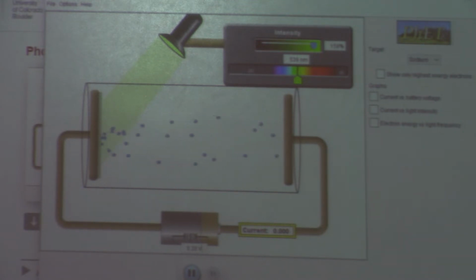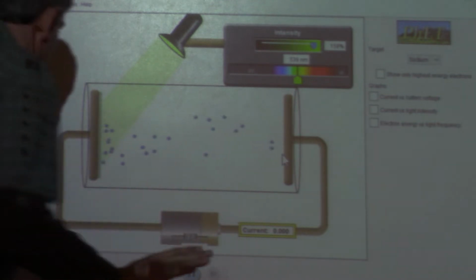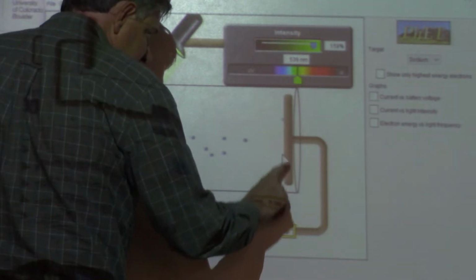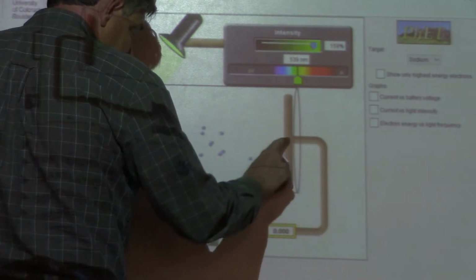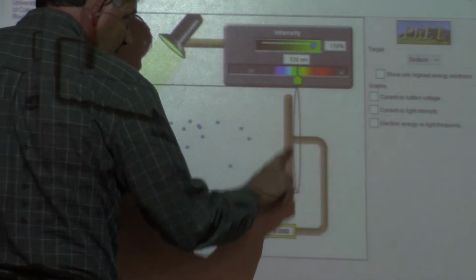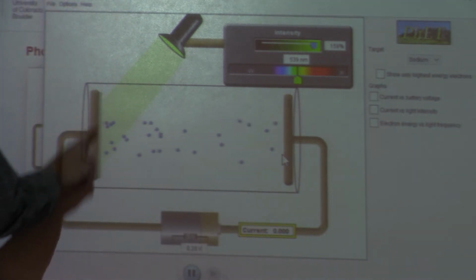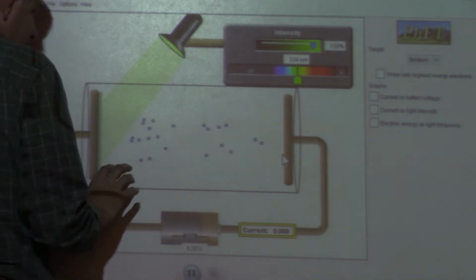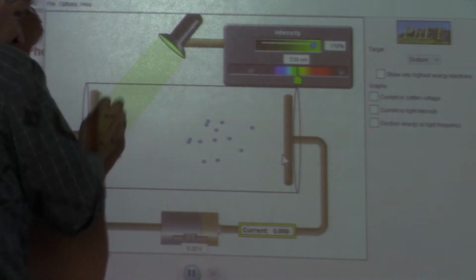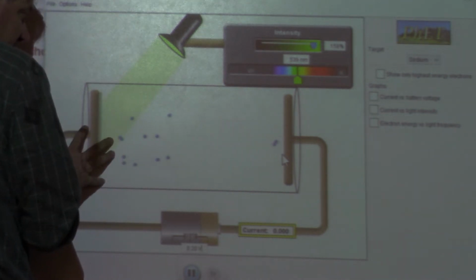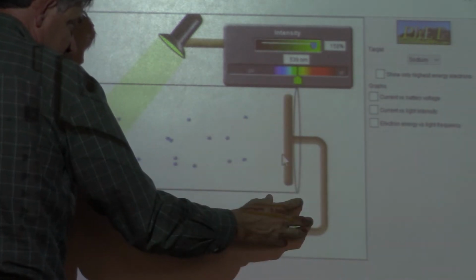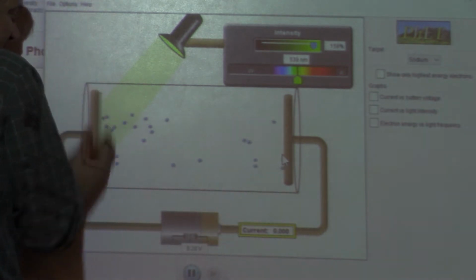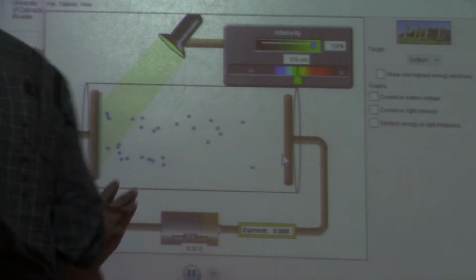Now look at what happens. I've set this as a positive 0.20 volts. Now this is really hard for you to see, but with this positive 0.20, I've made this plate positive and I've made this plate negative. These are electrons, remember, that are being ejected across here. By making this positive and this negative, you have two things going in this direction. They're being attracted to the positively charged plate, and they're being repulsed by the negatively charged plate.